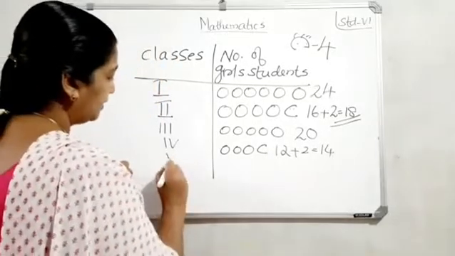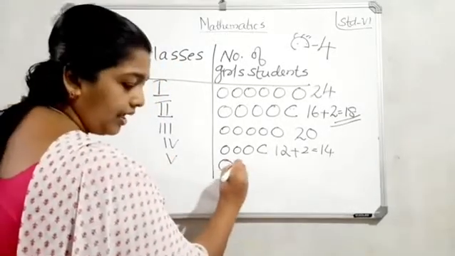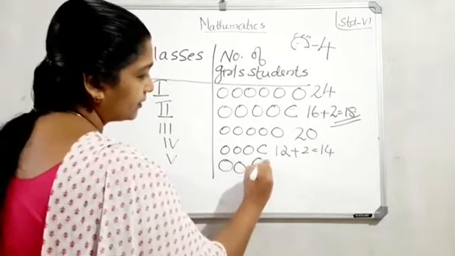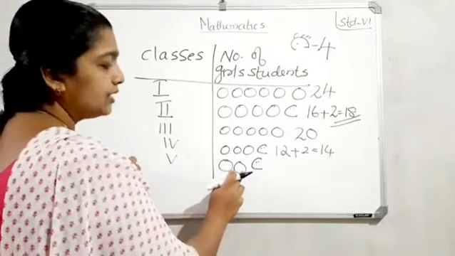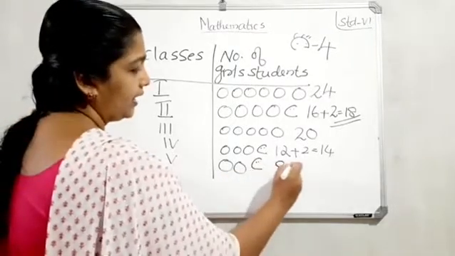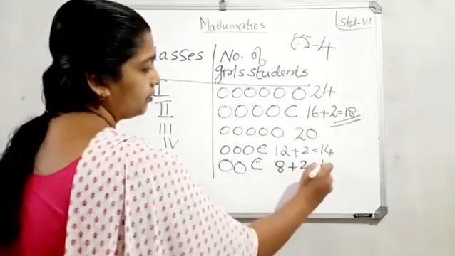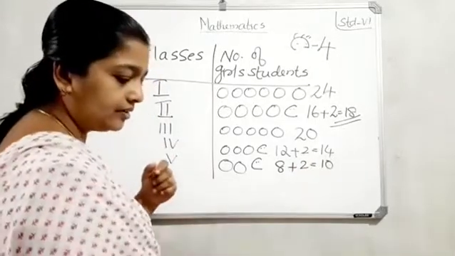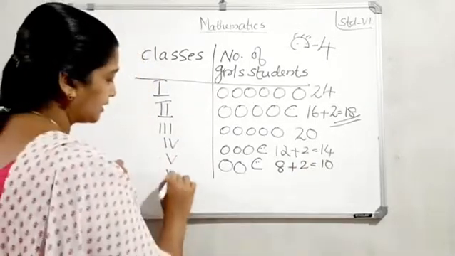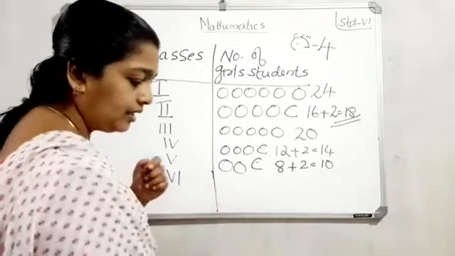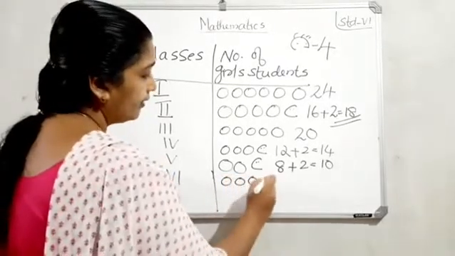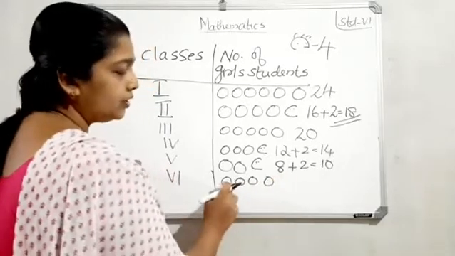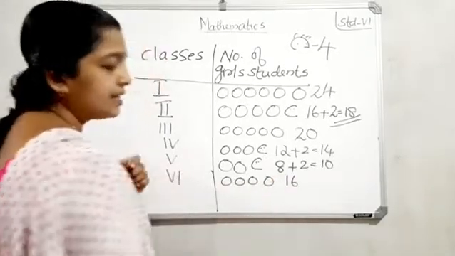Next, 5. Fifth standard. 2 full and 1 half. So 2 into 4, 8. Yes, very good. And half. That equals 8 plus 2 equals 10. Next, sixth standard. How many? 1, 2, 3, 4. 4 full. Say the answer. 4 into 4. That equals 16.